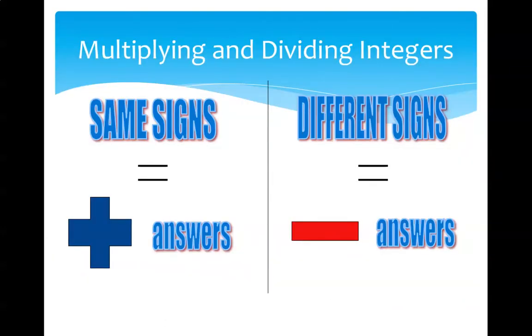These rules for multiplying and dividing are probably the easiest rules to remember. They're not as complicated as adding and subtracting. It's very simple. If your signs are the same, you're going to have a positive answer. If they're different, you're going to have a negative answer.